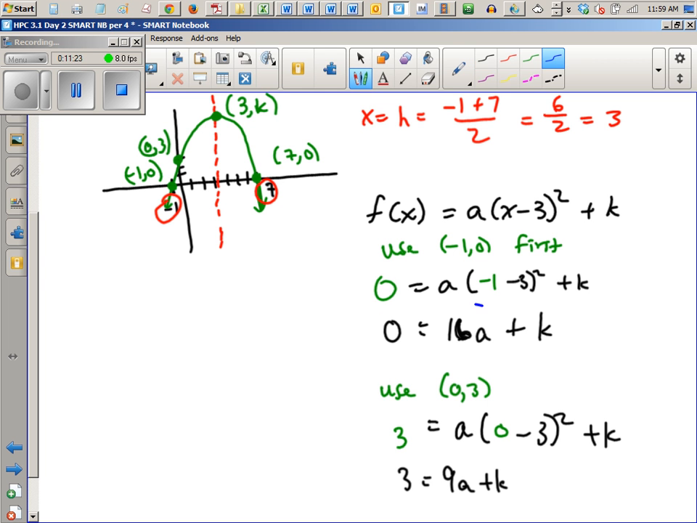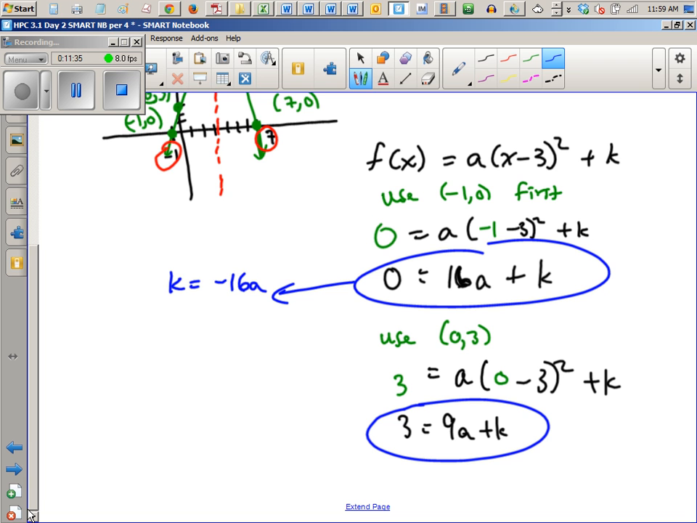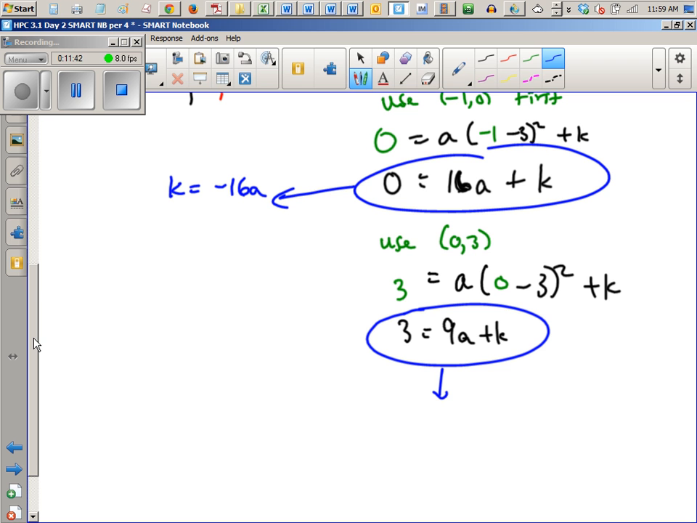And armed with these two statements, I can solve. Right? Substitution will work great. So this first one, I'm going to go ahead and isolate and get that k is -16a. Just, you know, subtract 16a. Substitute that into the second equation. This will just be 3 equals 9a minus 16a. So a is -3/7.